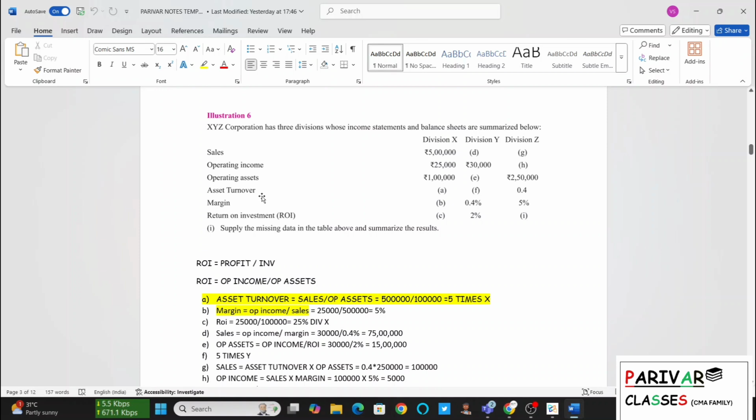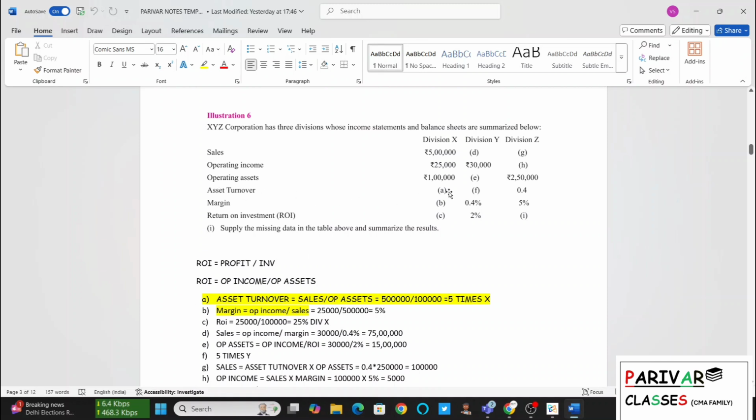If you studied financial management, there you will have a chapter called ratio analysis. There we get this formula for the asset turnover ratio. Even if you didn't study ratio analysis, you can see the formula: asset turnover means we have two parts, asset and turnover, just up and down the values. Nothing but sales divided by operating assets is the asset turnover ratio. So the remaining part is clear. We will do it one by one in the same order: A, B, C, D, E, F, G, H, I.